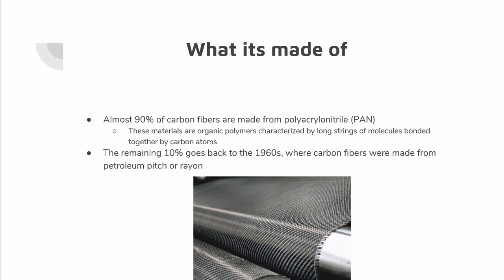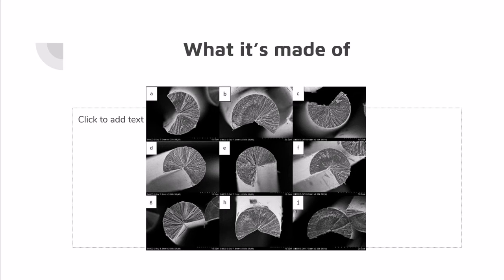What carbon fibers are made of? Almost 90% of carbon fibers are made from PAN. These materials are organic polymers characterized by long strings of molecules bonded together by carbon atoms. The remaining 10% goes back to the 1960s, where carbon fibers were made from petroleum pitch or rayon. This is carbon fibers under a scanning electron microscope.